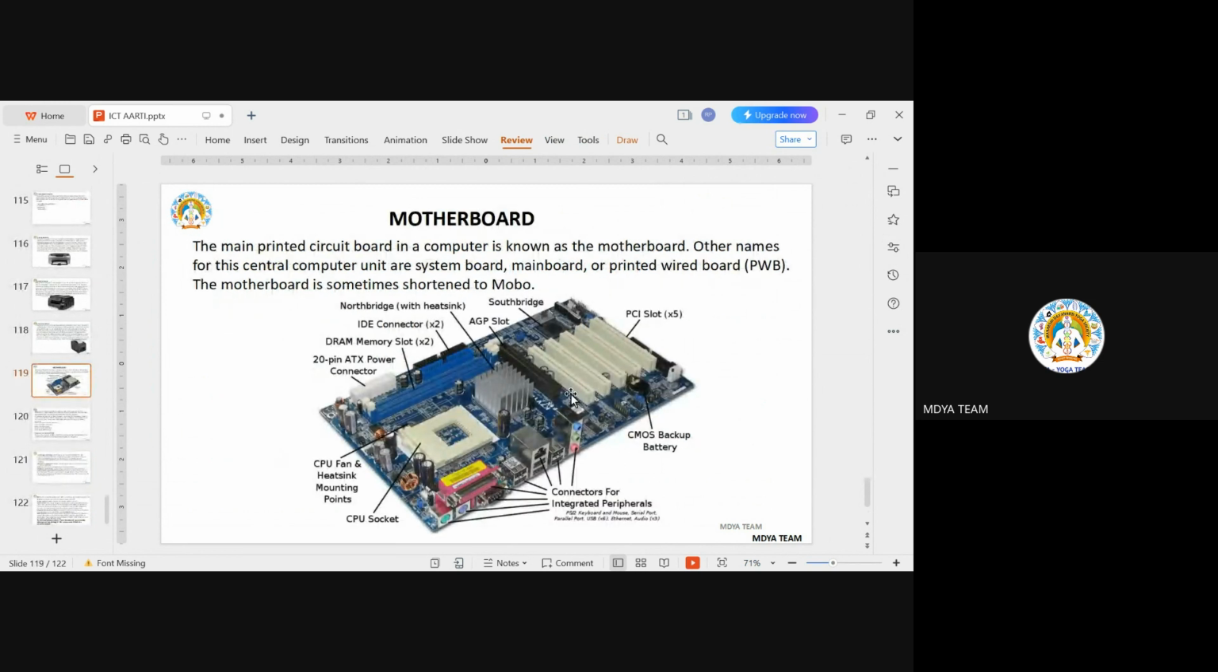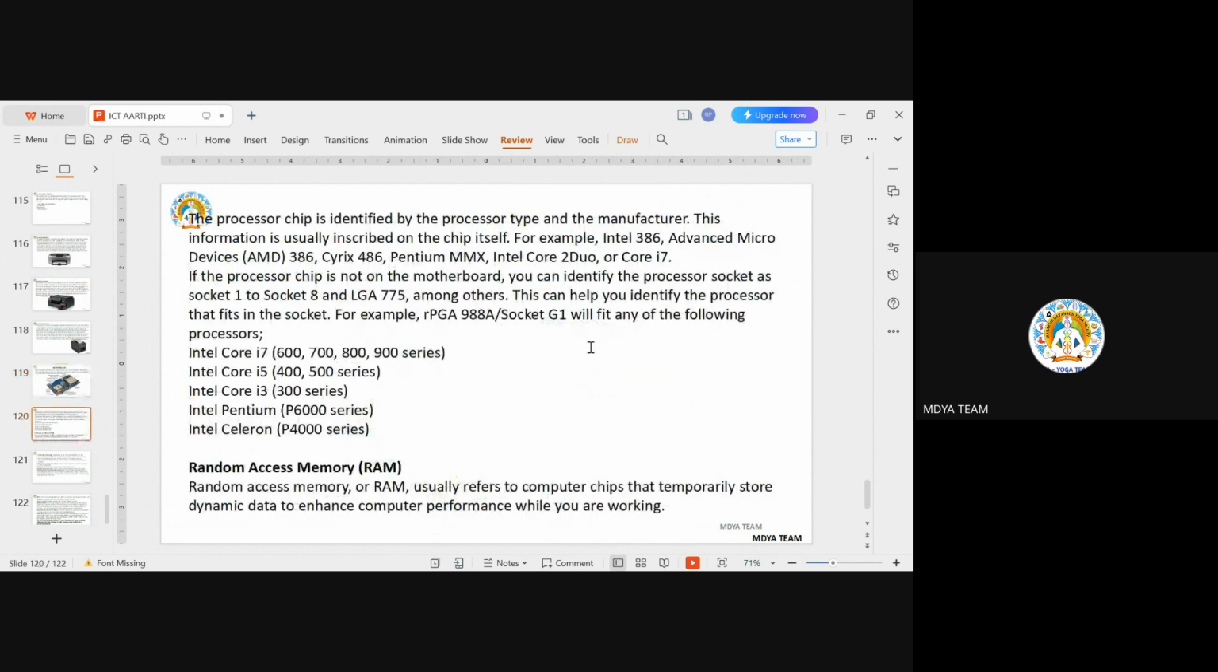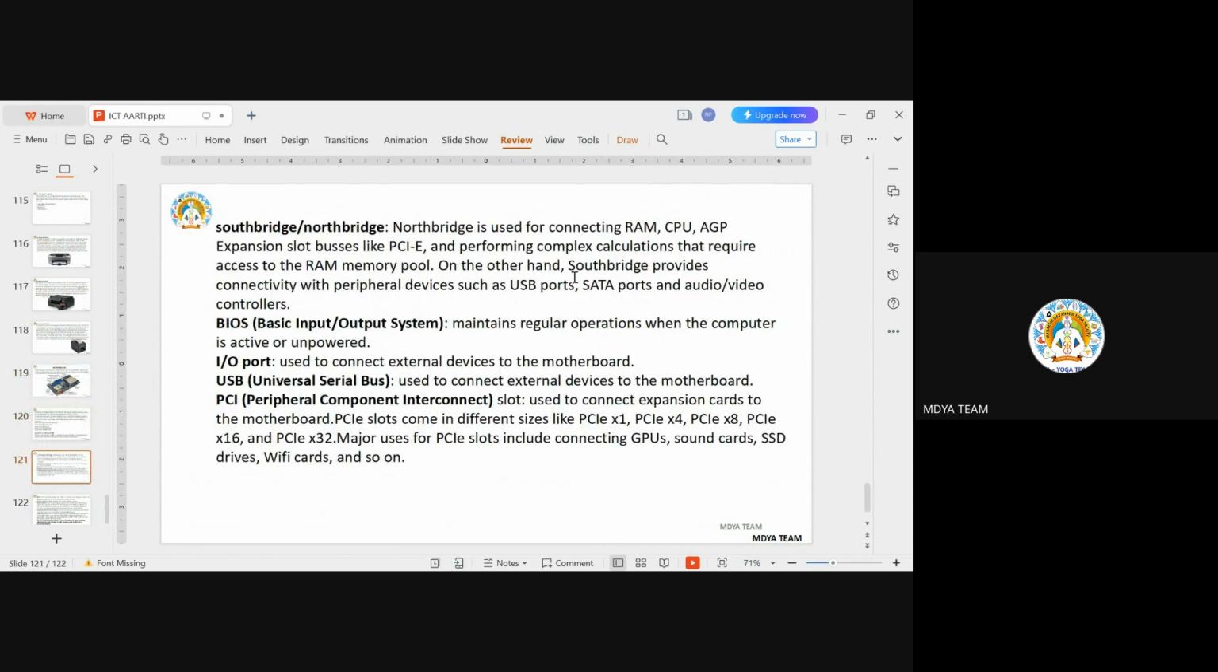These white ones are the PCI slots. We can connect graphic cards and sound cards through these PCI slots. On the other hand, South Bridge provides connectivity with peripheral devices, like USB ports, SATA ports, and audio video controllers. So all peripheral devices are connected to the South Bridge, and RAM, CPU, AGP expansion slots, PCI slots are all connected with the North Bridge.